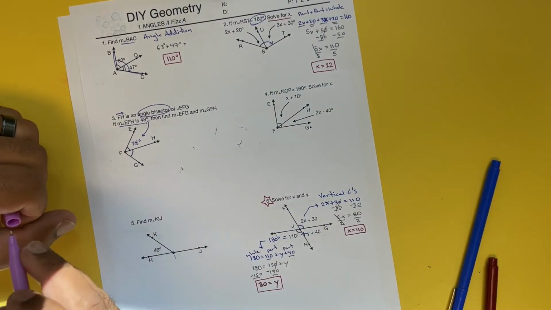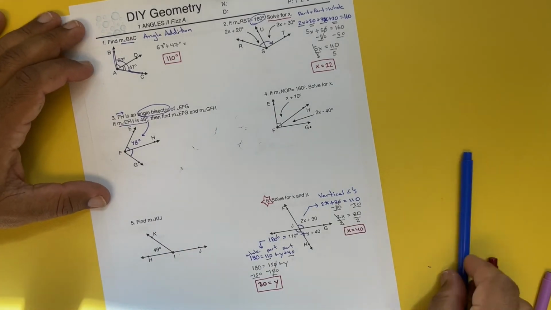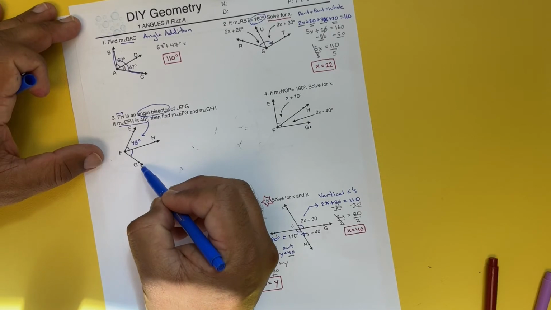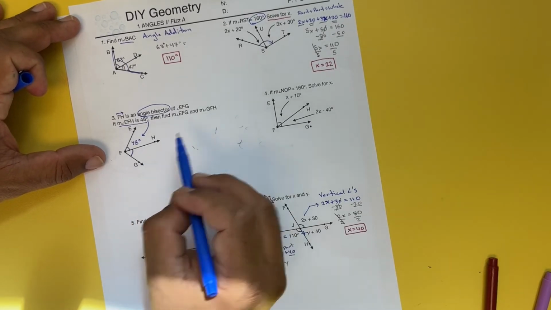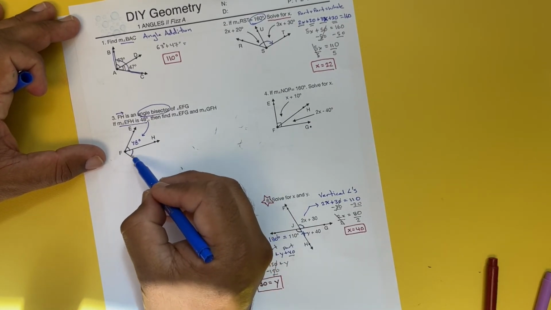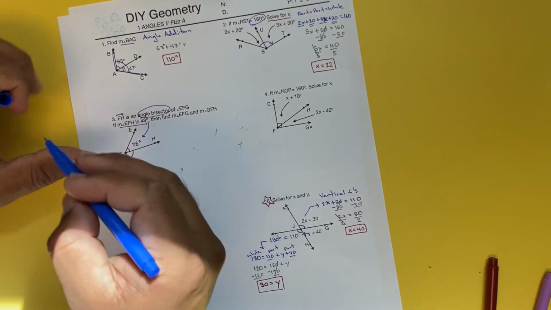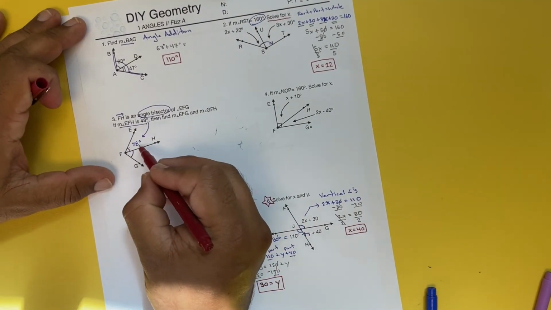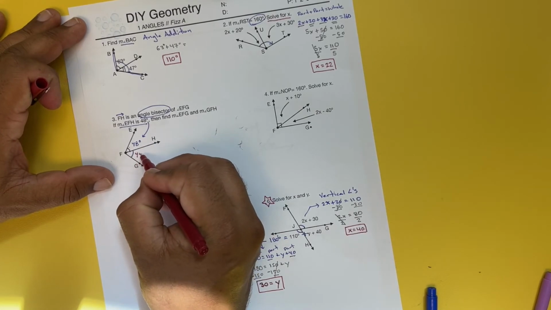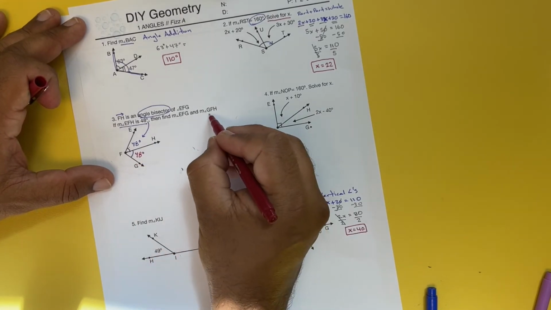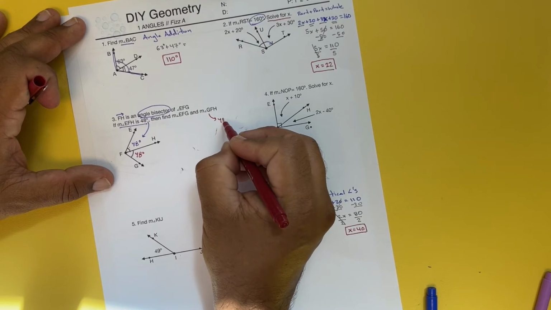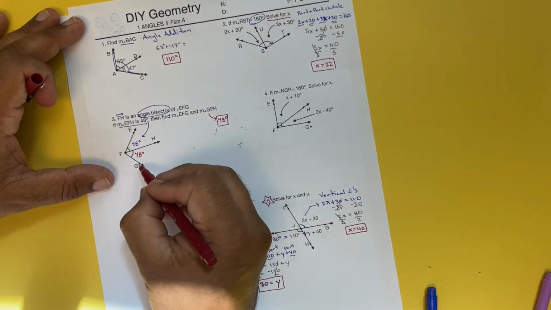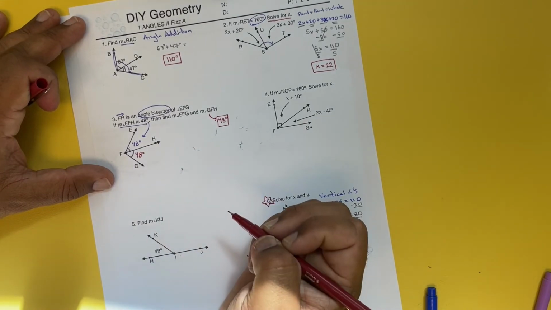Then I need to find EFG. EFG is the whole big angle. And I got to find GFH. GFH is this other angle. Well, I'm going to do that one first because I know that these are the same. So if that's 48, this part is 48. So angle GFH is 48 degrees.